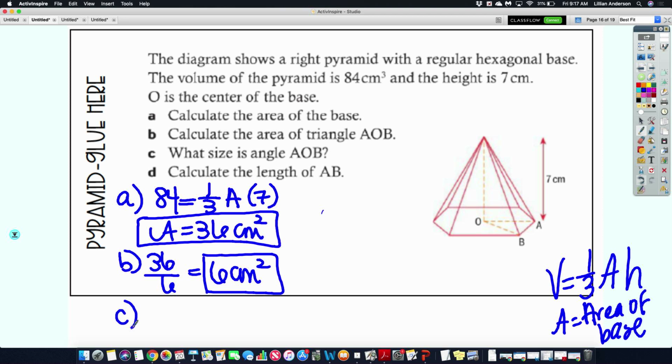It's asking what is the size of angle AOB? AOB is this angle right in there. 60 degrees. How do you know? Because 360 divided by 6. That's right, 360 divided by 6. So basically what we're doing in this particular problem is we're working backwards. Okay? Working backwards.